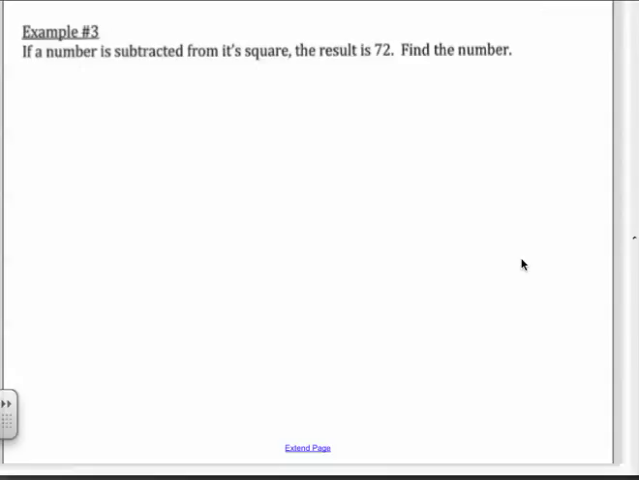It says, if a number, I'm going to call it x, is subtracted from its square. So that means I need to take it away from x squared, right? So x squared minus x. The result is 72. Okay, that's the hard part of the problem, right? Just setting it up. So we need to take it piece by piece.